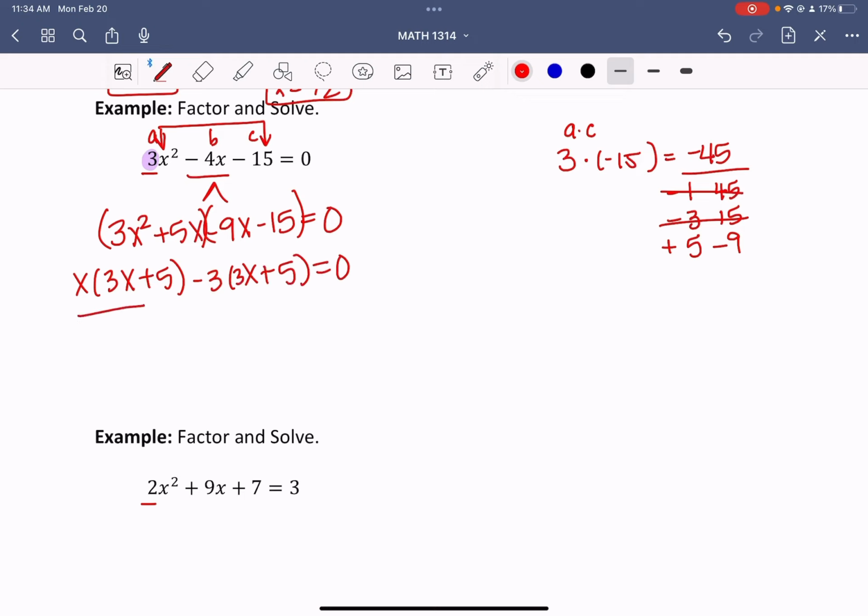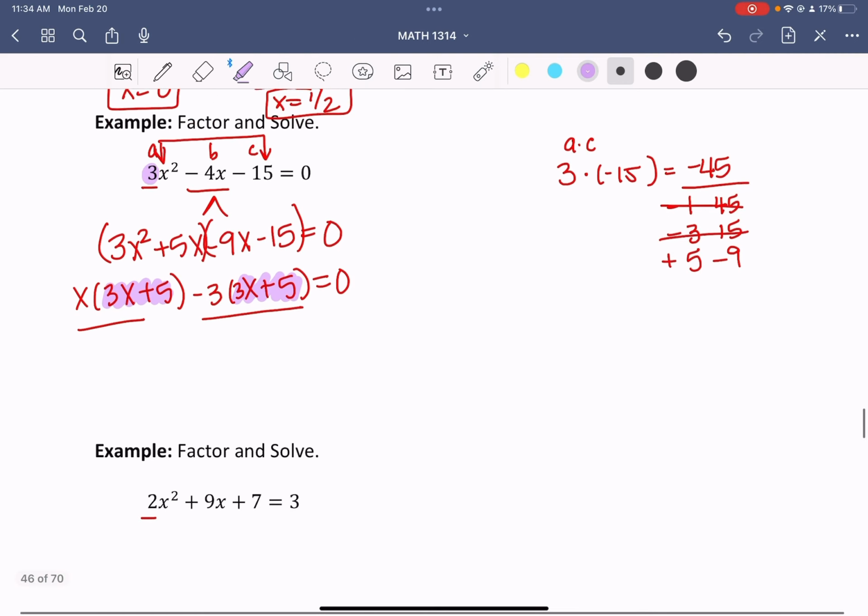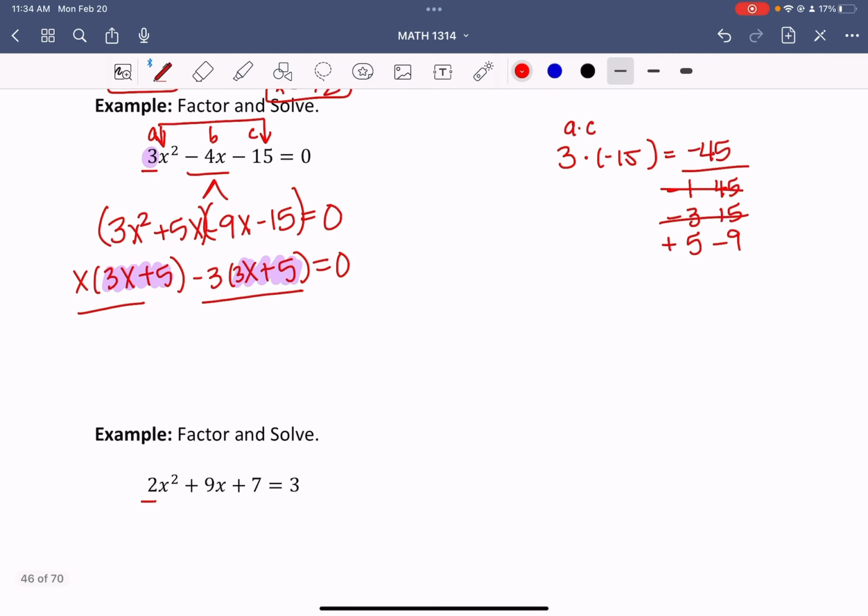Now I have 2 terms being subtracted. You can see that 3x plus 5 exists in both of them, just like what we did in the previous example with x. So now we can pull that grouping out front. 3x plus 5, x minus 3 would be left over.